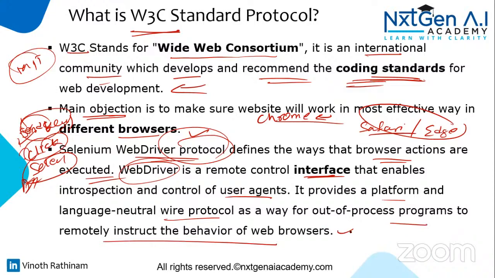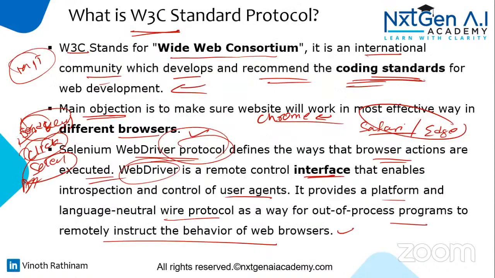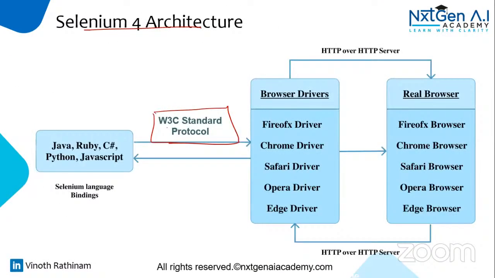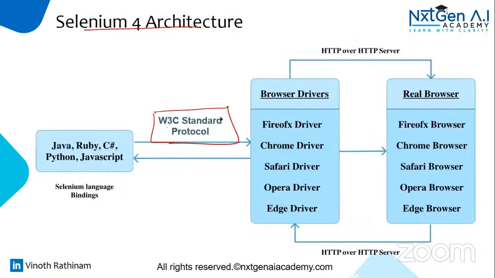Again, it's the best, simplest way to automate the web application. That is what they are saying. This is how it will communicate. Now, what is an advantage? Initially it was using the JSON wire protocol. Now they just removed that and said to follow the W3C standard protocol.